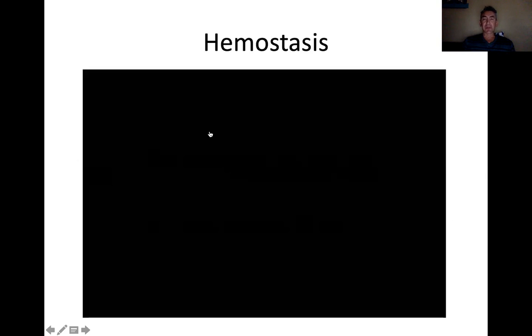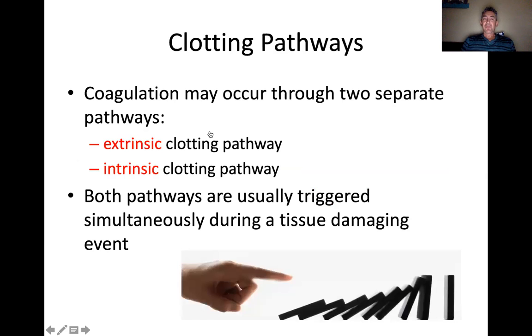So this is a video, I'll upload it separately. So clotting pathways are basically going to end up in the same place, but they're going to have different beginnings. There are two separate pathways that can lead to fibrin: the extrinsic pathway and the intrinsic pathway. Both pathways are usually triggered simultaneously during tissue-damaging events. It just takes that one event to trigger, and this knocks one domino down, knocks the other domino, knocks the other domino. This chain reaction of events leads to the actual fibrin via the clotting pathway.